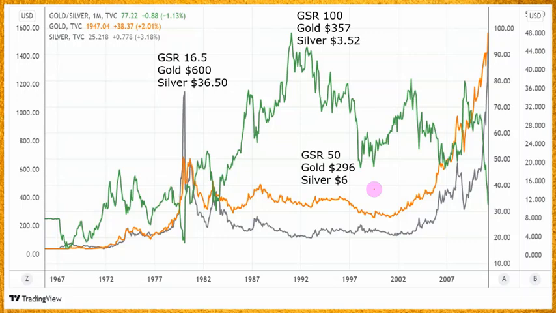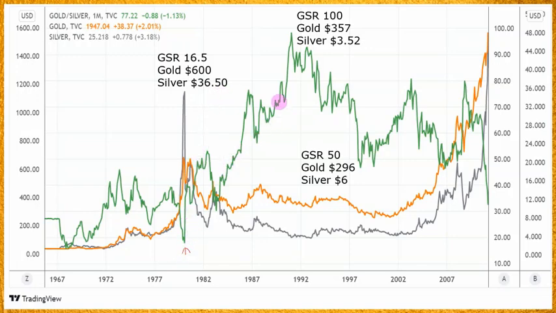Coming back to our example, let's say this person had bought an ounce of gold over here when the ratio had bottomed out here. Note I've written here what the actual metrics were. At the time, the gold-silver ratio was 16.5, but gold was $600 and silver was $36.50.